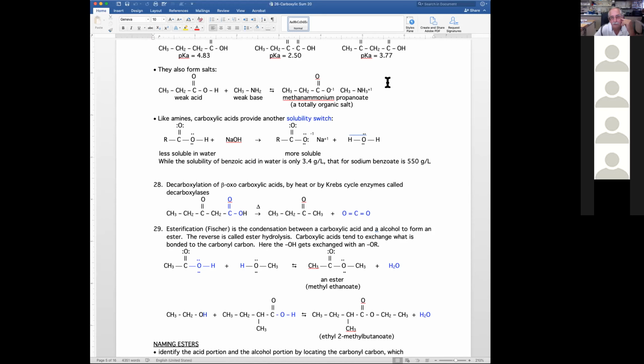Okay. This is a totally organic salt made by methylammonium, which is the cation, and propanoate is the anion. Totally organic salt.